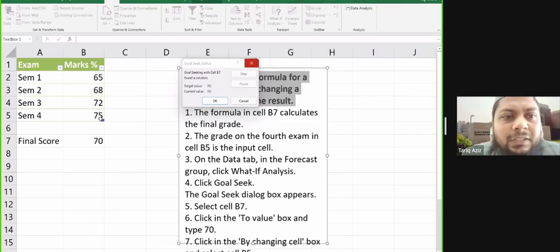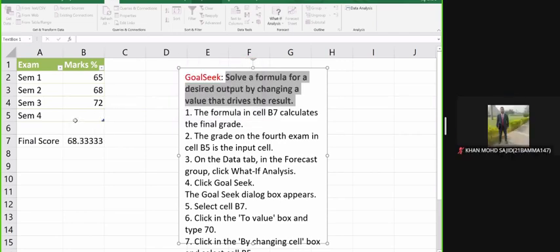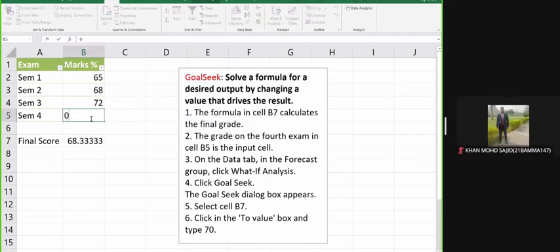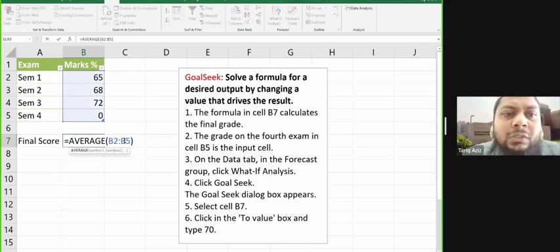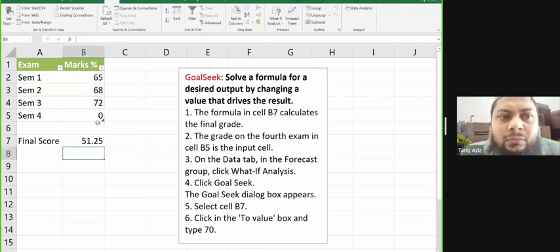Now let me repeat these steps again. This is the problem. Let me put here a value 0. If I put 0 here, then the final score will become 51%. The final score is nothing but the average of all four semesters. So the student wants to know how much score he should have in the 4th semester so that his final score becomes 70%.